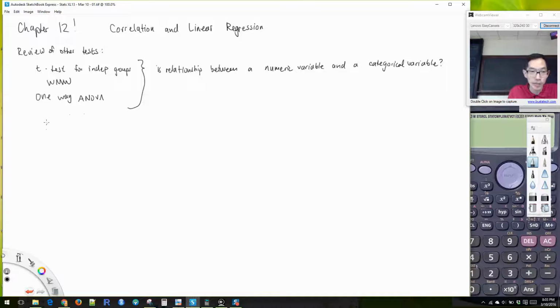Okay. We have the chi-squared tests. And the chi-squared test for independence asks, is there a relationship between two categorical variables?